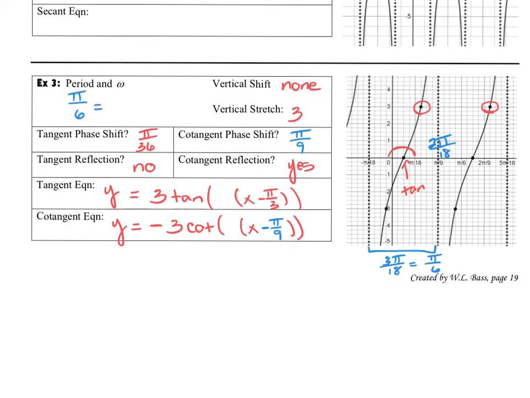Now remember, on tangent and cotangent, we got that period by doing pi divided by the omega. Not 2 pi, we did pi. So again, just like before, if you need, you can cross multiply to find this, but either way, you should be able to get to an omega value of 6. That means that we can come down here to our equation and drop in the 6, and there we go, our equations are done.